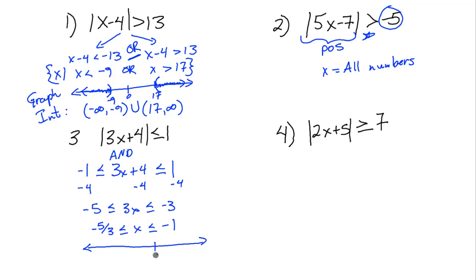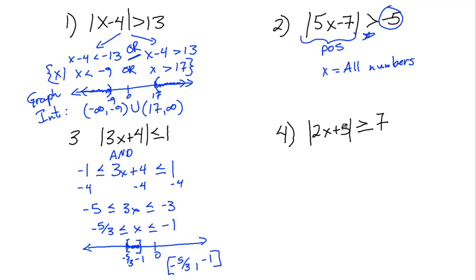All right, so here's 0, here's negative 1, and here's negative 5/3. And we are in between them, and it is a closed dot on one side and a closed dot on the other, and those are the symbols for interval notation. So negative 5/3 all the way up to negative 1, closed on that end and closed on that end. Excellent. All right, let's look at number 4.